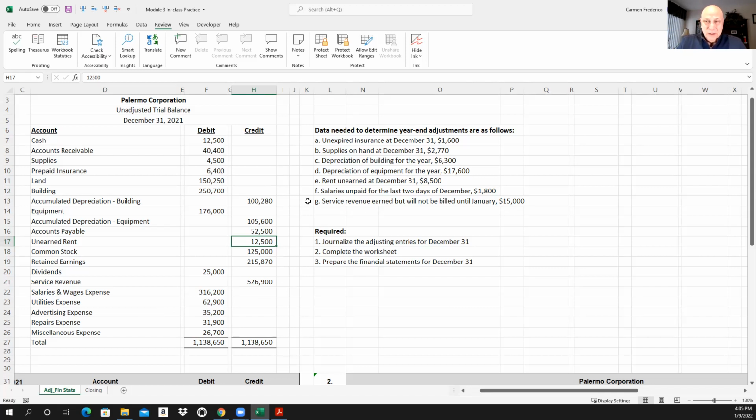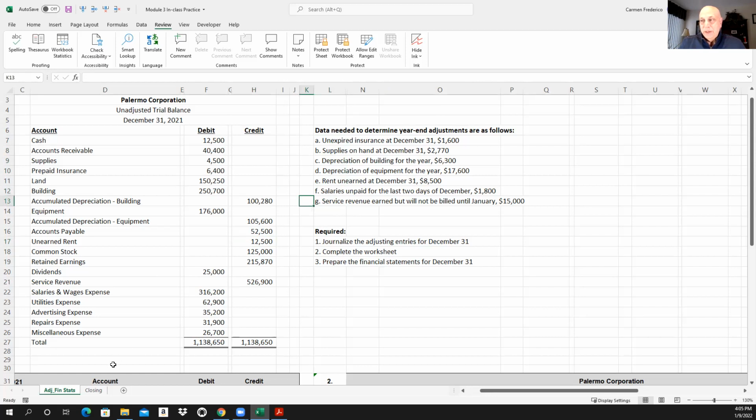You recognize revenue when it's earned. That's the important part about revenue recognition. You recognize expenses when they're incurred and revenue when it's earned. So we're going to make entries for all these adjustments here. Okay, all 7 of them.